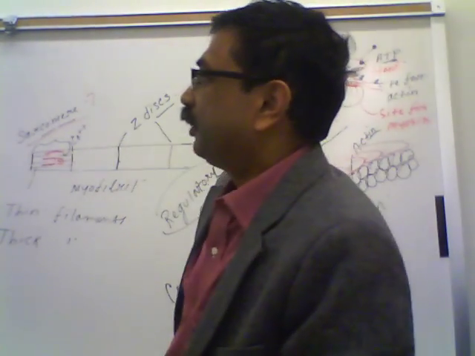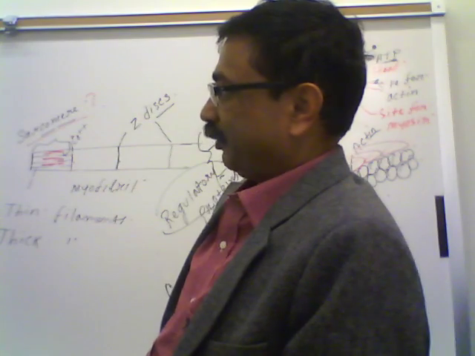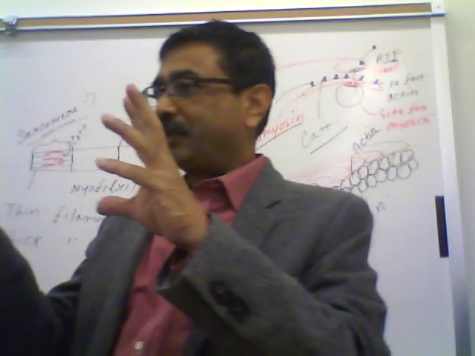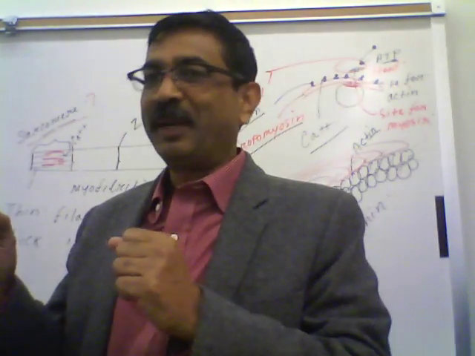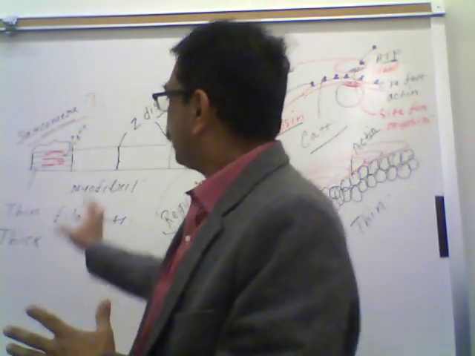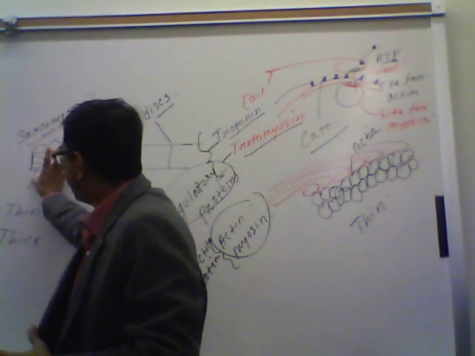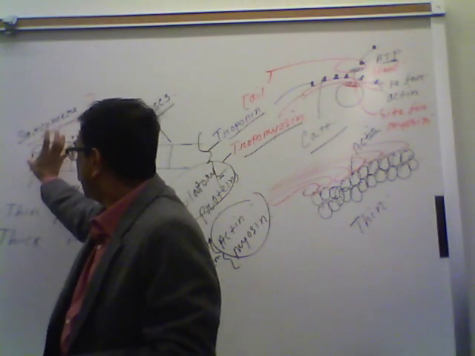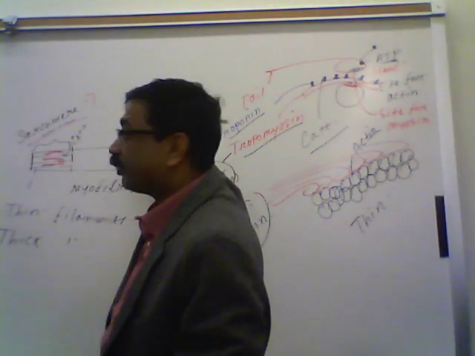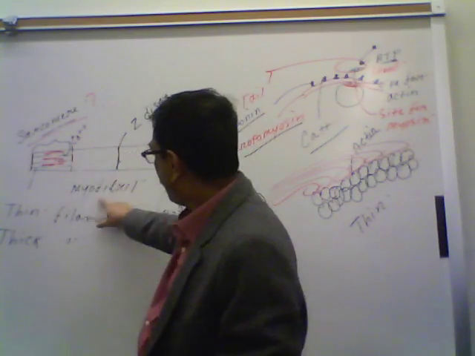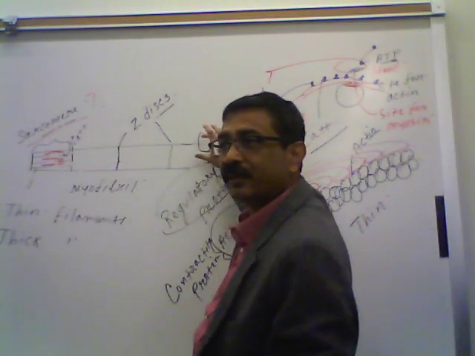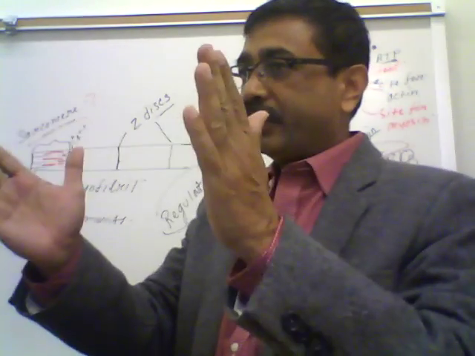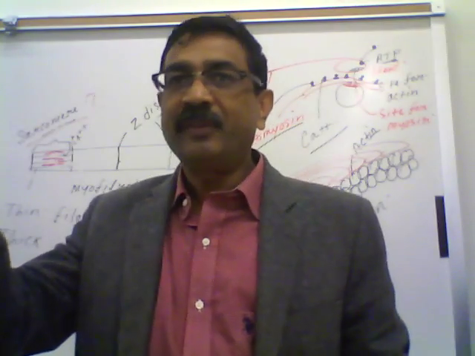Okay, so let's quickly review. You have understood. Now you have to memorize. That is the important thing. So now tell me, the unit of muscle contraction is what? Sarcomere. Sarcomere is the part between two Z discs, right? And inside the myofibril, you have many sarcomeres, right? Segments. And inside the sarcomere, you have how many filaments?